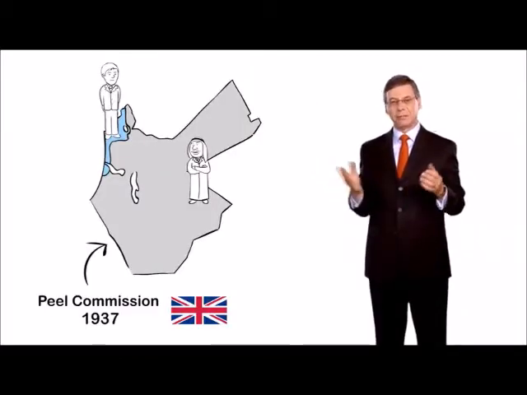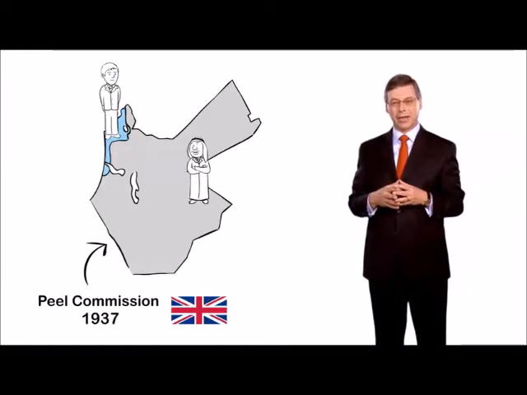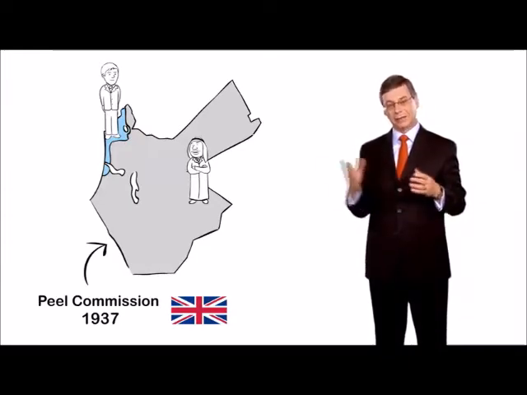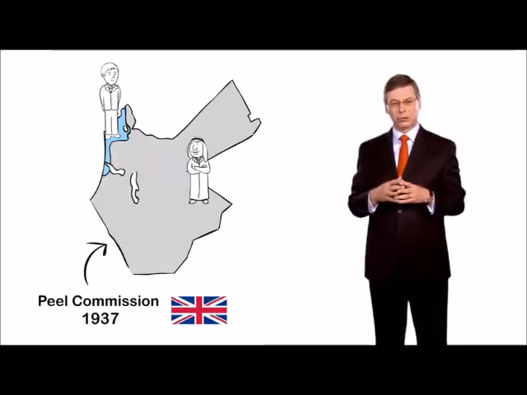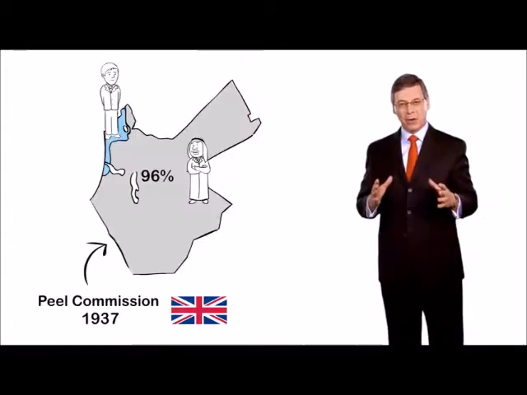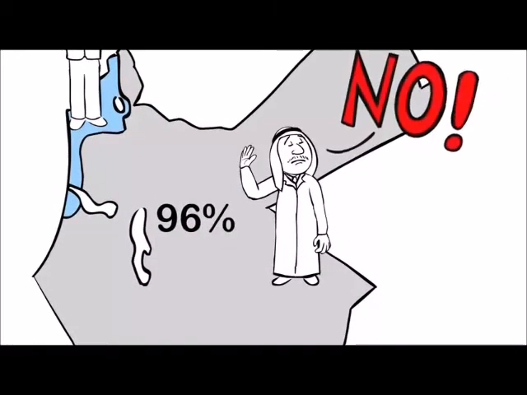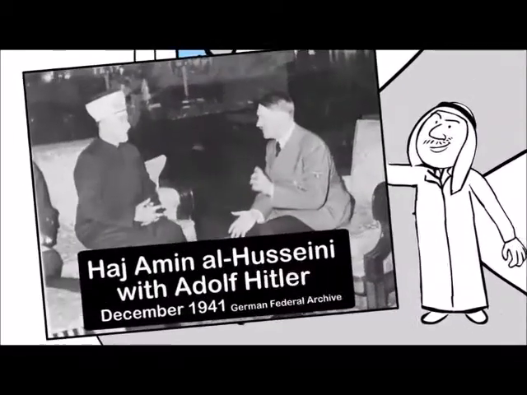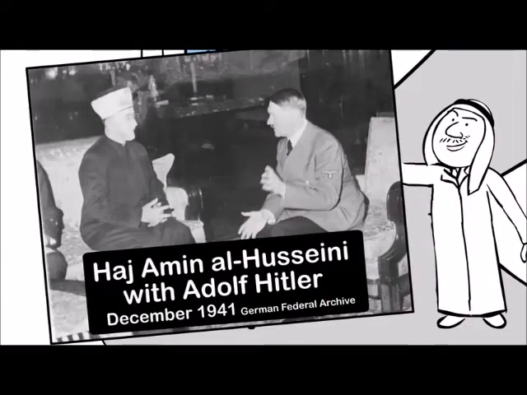Let's take a look at the history. In 1937, the Peel Commission recommended a division of the land, a Jewish state and an Arab state. The Arab portion would include 96% of the territory that the League of Nations had originally designated for the Jewish homeland. This included far more than just the West Bank. However, instead of accepting the Jews as peace partners, the Palestinian leader Haj Amin al-Husseini said no and found a partner whose vision was closer to his own.